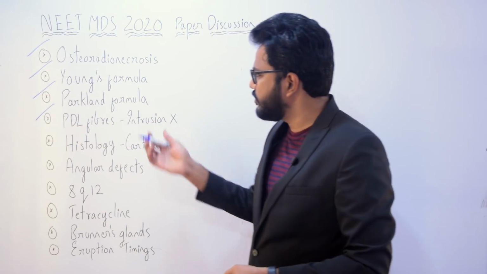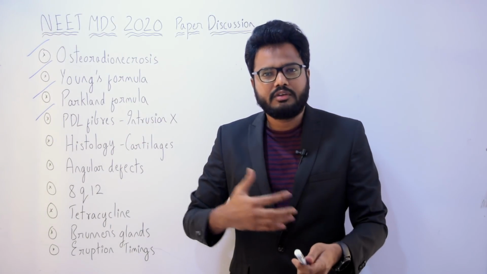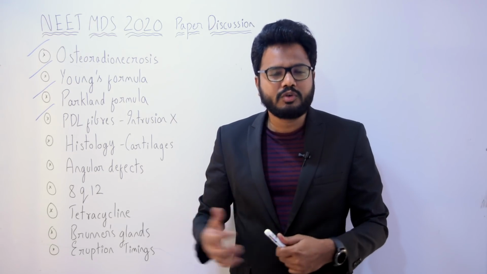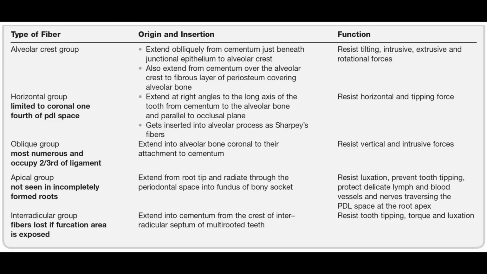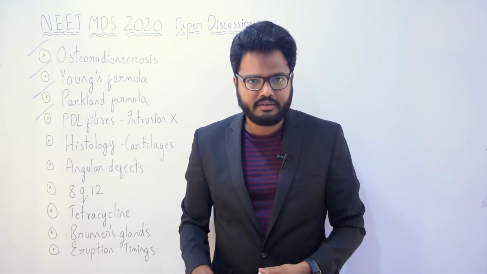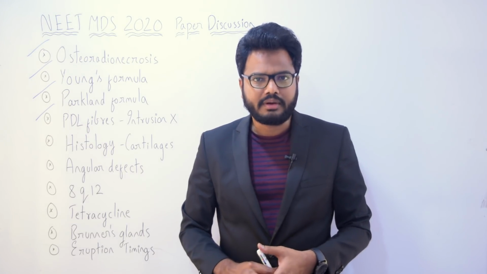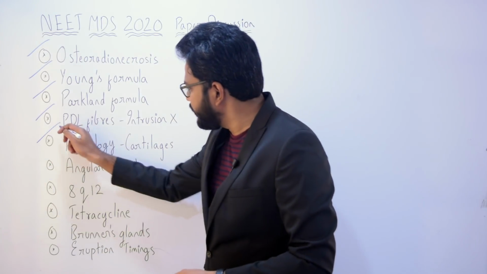Now we also discussed PDL fibers, which antagonize or prevent intrusion. As you can see, we have a table depicting the functions and also the origin and insertion of various PDL fibers. If you observe this table, alveolar crest fibers resist tilting, intrusive, extrusive and rotational forces. And we also have the oblique group of fibers which resist vertical and intrusive forces. You can also see various other types of fibers, their origin, insertion, including their function. Consider this very, very important, right? Now let's move on to the next question.